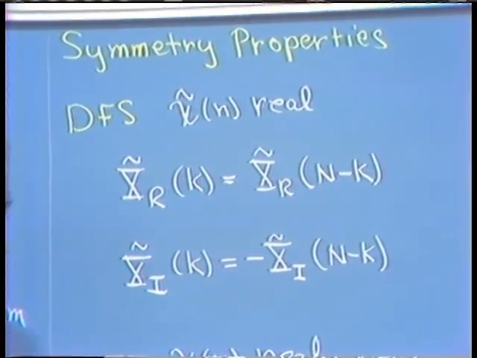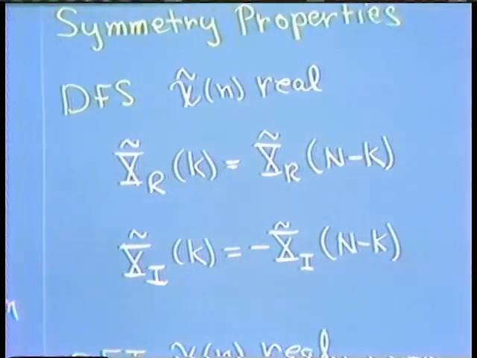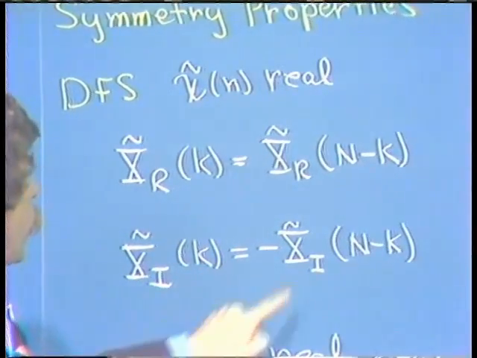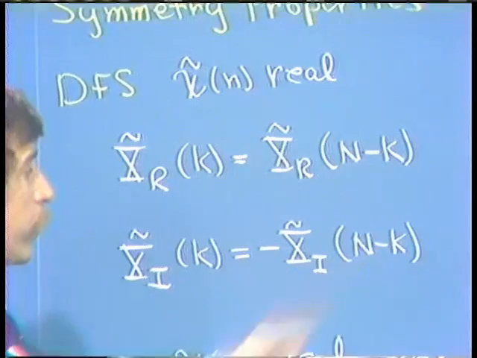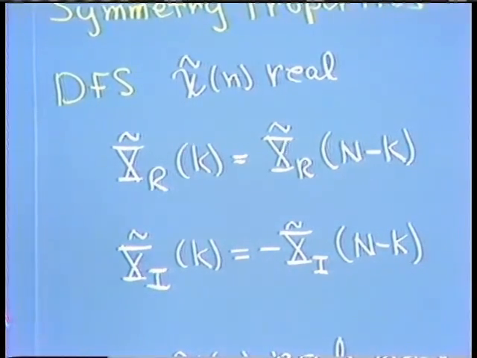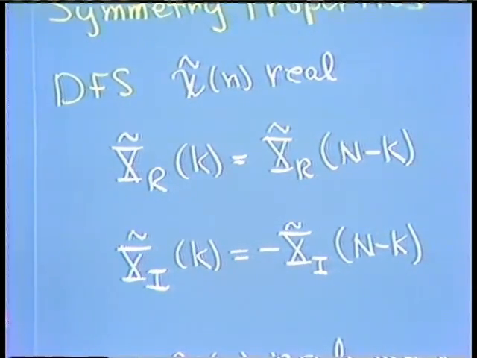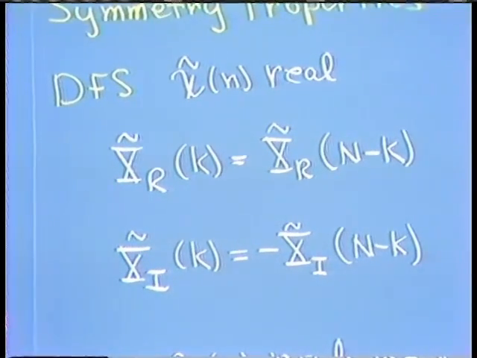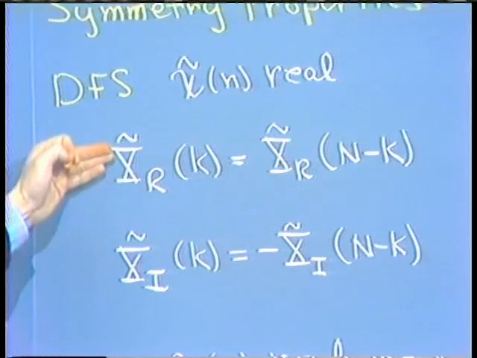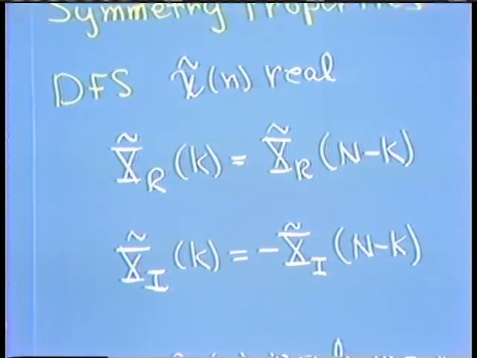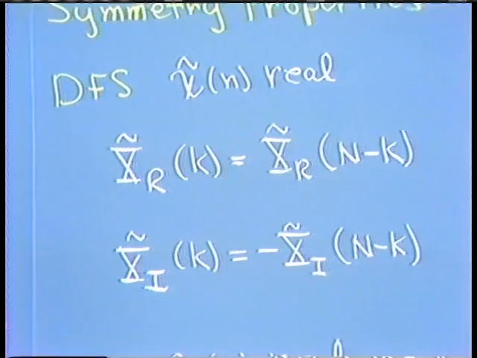And the imaginary part of the Fourier series coefficients are odd. That is, they're equal to minus x sub I of capital N minus k. Well, the discrete Fourier transform is one period of the discrete Fourier series, and consequently, this implies the same type of symmetry properties for the discrete Fourier transform, keeping in mind again that we want to relate these properties just to a single period. So we have the discrete Fourier transform.